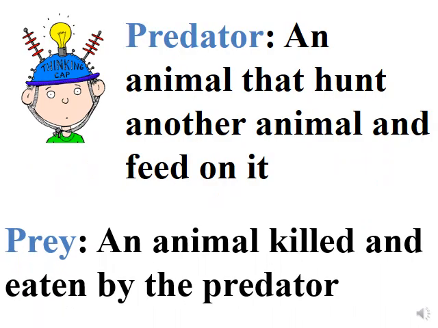So predator, we said that the predator is an animal that hunts another animal and feeds on it, while the prey is an animal killed and eaten by the predator. We can take the case of, for example, let's say a bird and a dog. So the dog is the predator and the prey is the bird.